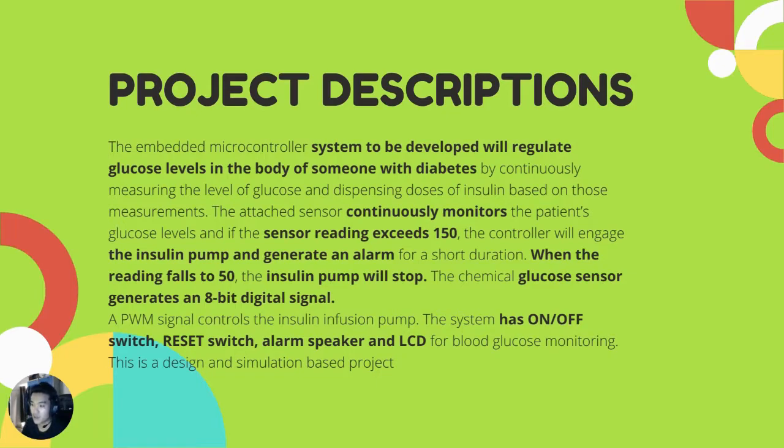The chemical glucose sensor will generate an 8-bit digital signal and will be sent to the LED attached at the prototype. And the system must have an on off switch, reset switch, alarm speaker, and LCD.